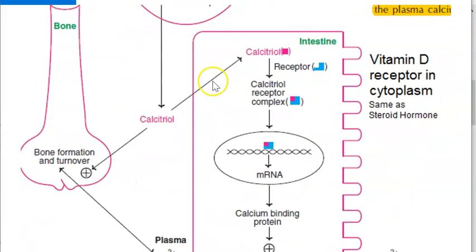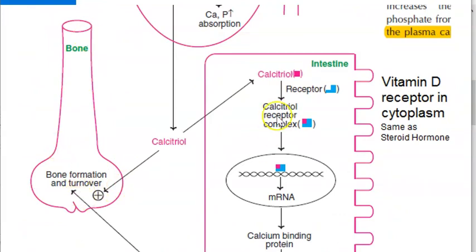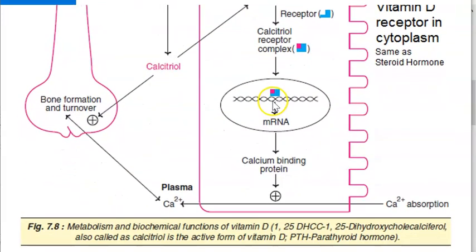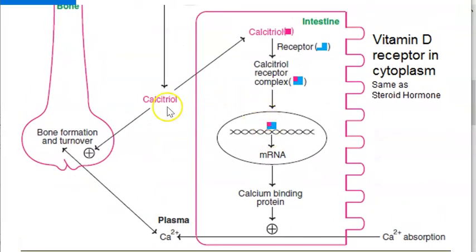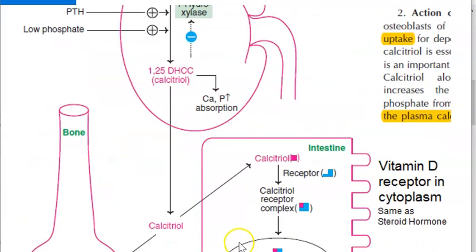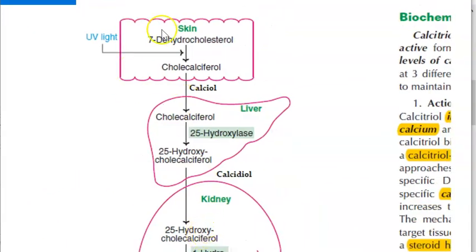Calcitriol is what is required for your body, so calcitriol is very, very important. Calcitriol is vitamin D actually, and it will help in calcium absorption. So that is why vitamin D is so important. And all this is happening in the skin, this is getting converted.